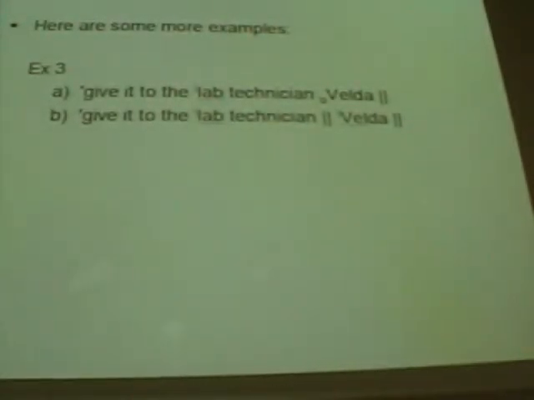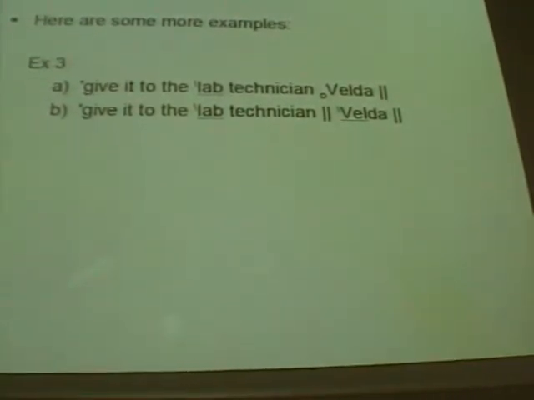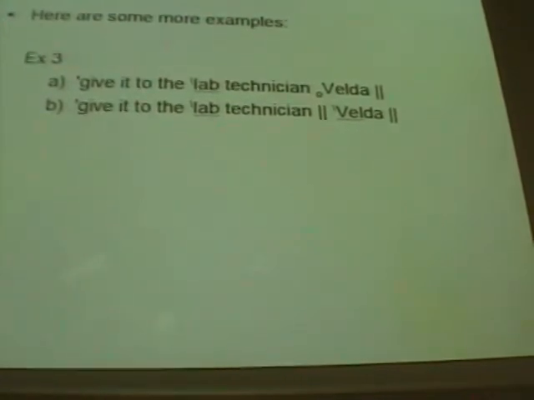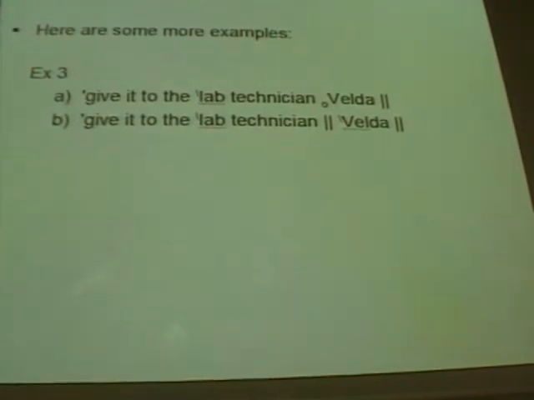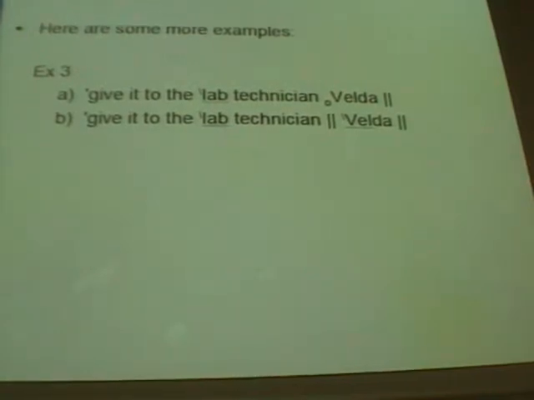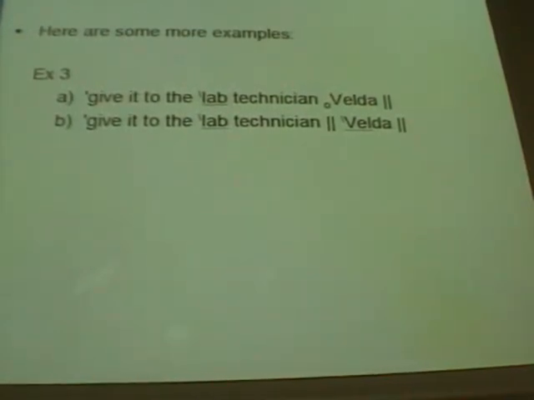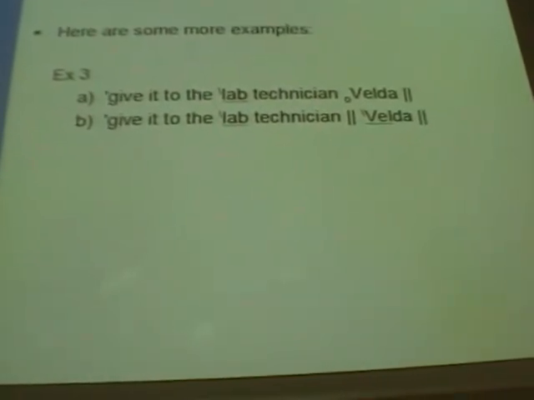Here's some more examples from your handout. The first one has a single IP. Give it to the lab technician, Velda. I am telling Velda to give it to the lab technician. But give it to the lab technician, Velda. The lab technician is called Velda. I don't want you to give it to the other one called Fred. I want you to give it specifically to Velda. Give it to the lab technician, Velda. That's an appositive. 2 groups.